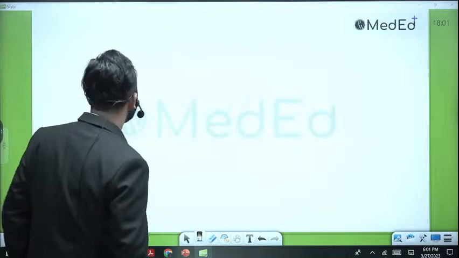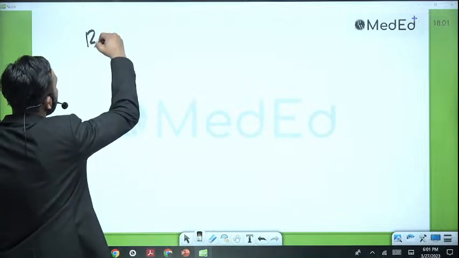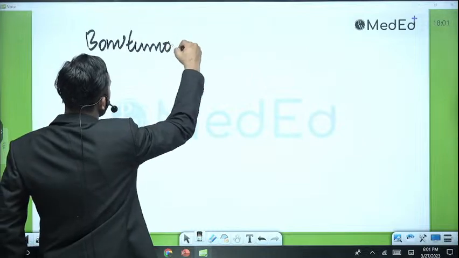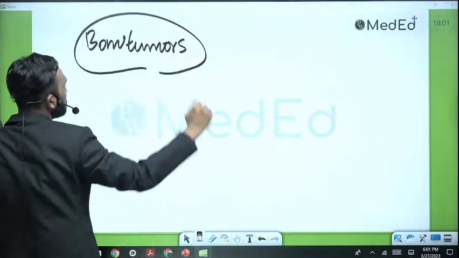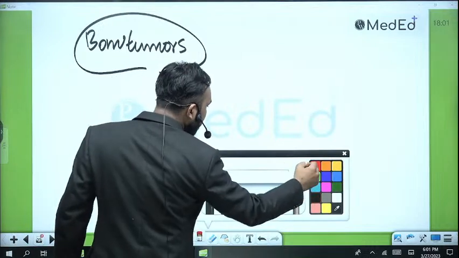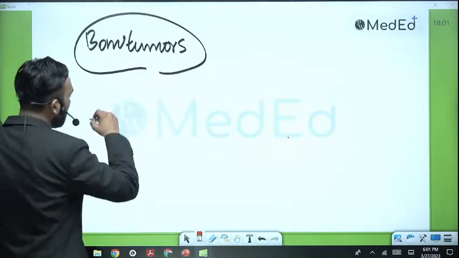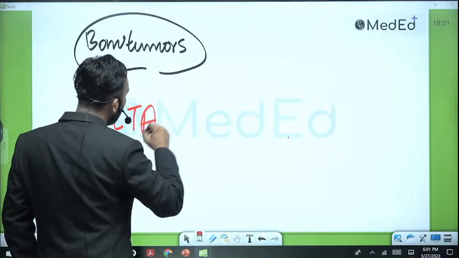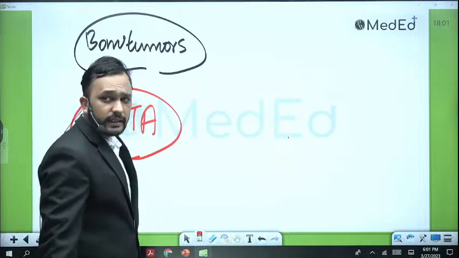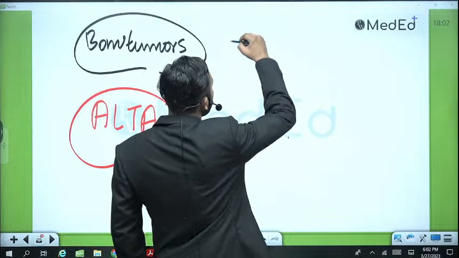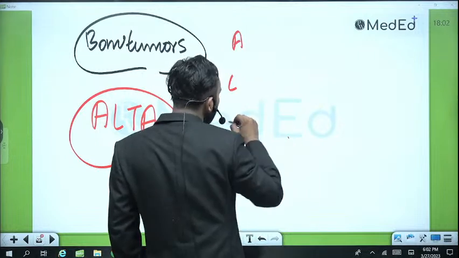Okay, let me tell you, X-ray is the investigation of choice for bone tumors, right? Bone tumors can be diagnosed on the X-ray itself. And for bone tumors, guys, you are going to follow one protocol that is known as the ALTA protocol. The ALTA protocol is used for bone tumors. What are the various components of this ALTA protocol?